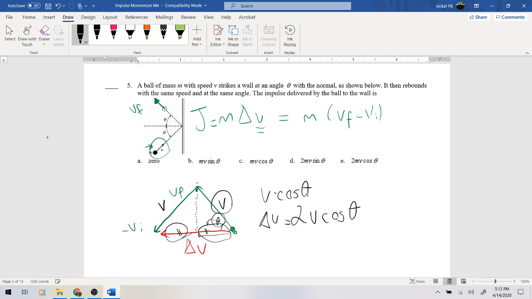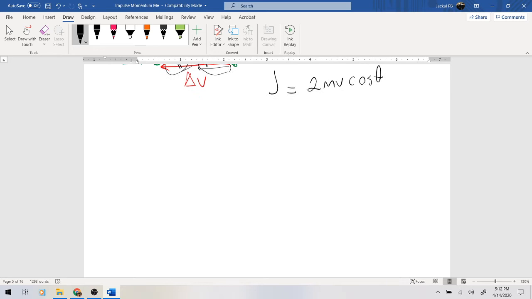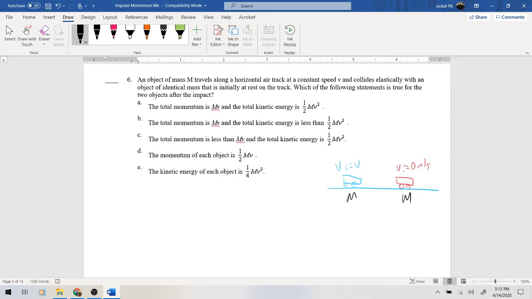But this is change in velocity, and they're asking for the impulse, so I also need to include the mass. So my impulse is going to be 2mv cosine theta. So this is going to be E.